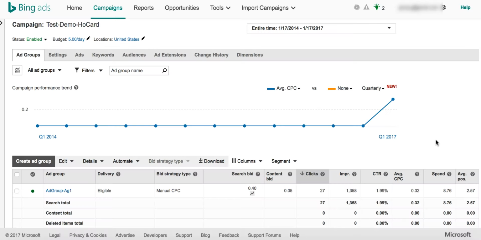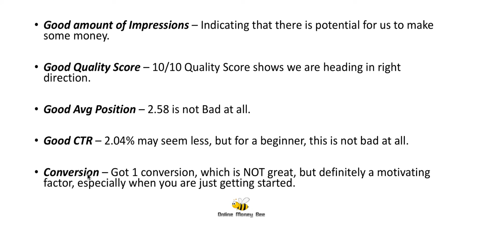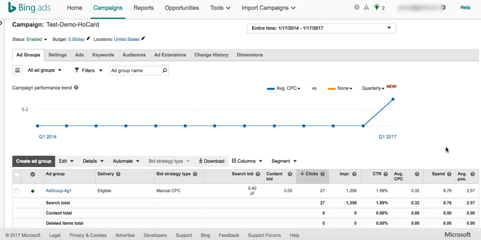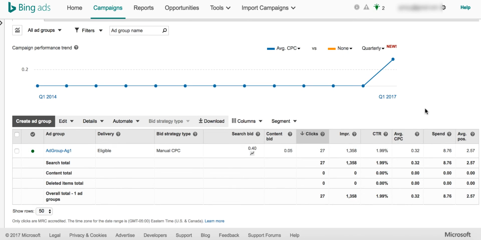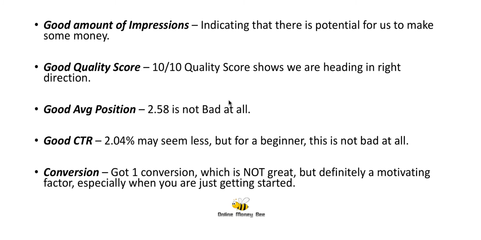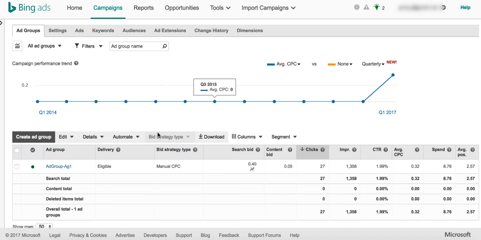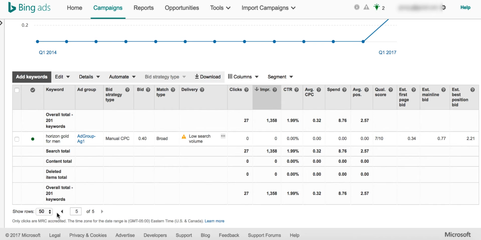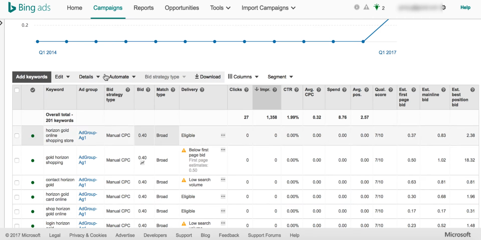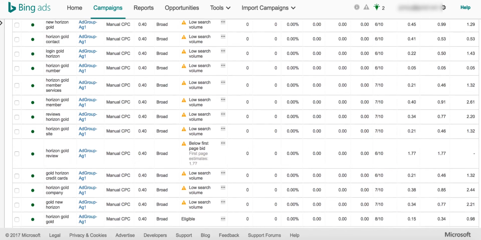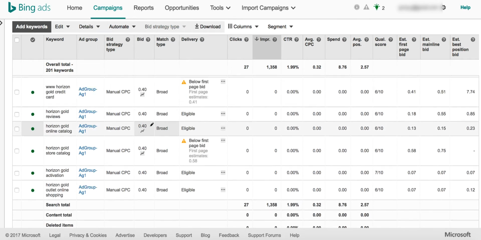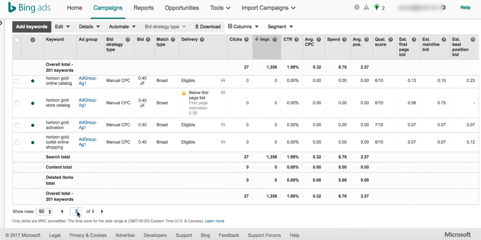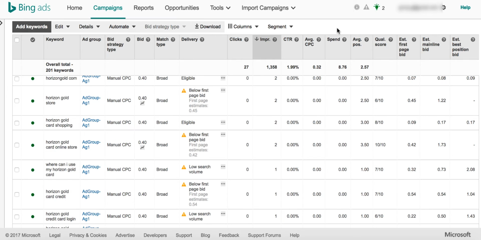So, anyway, approximately 2% is not at all a bad CTR. Now, the other things that we need to see at a little deeper level are how our keywords are performing and what our quality score is. If you see here, we have 208 or 201 total keywords. So let's go quickly to page 1 so that I can show you. Okay, we are on page 1.